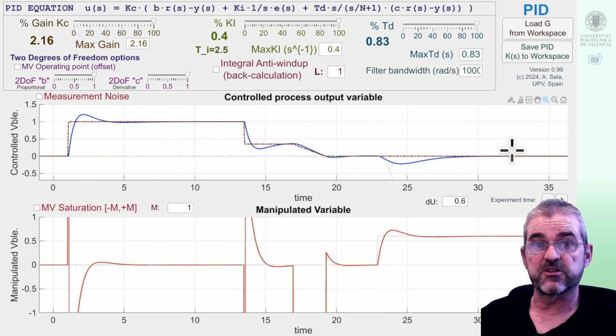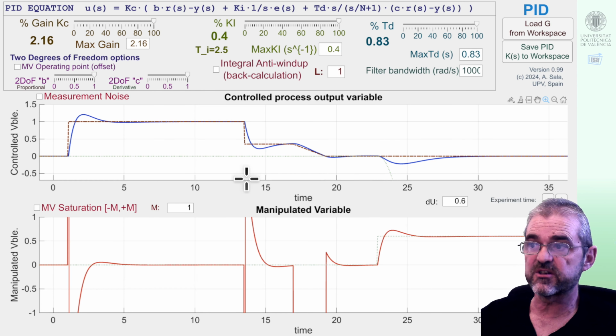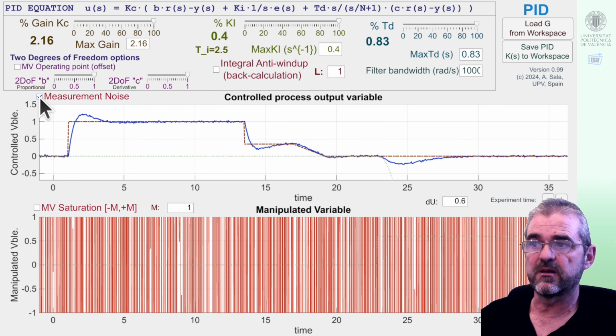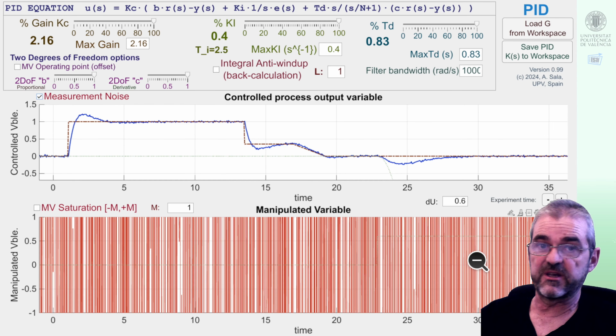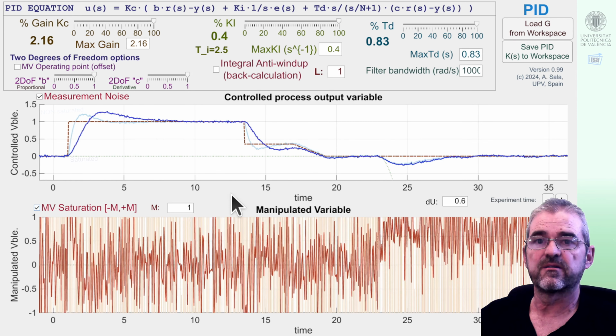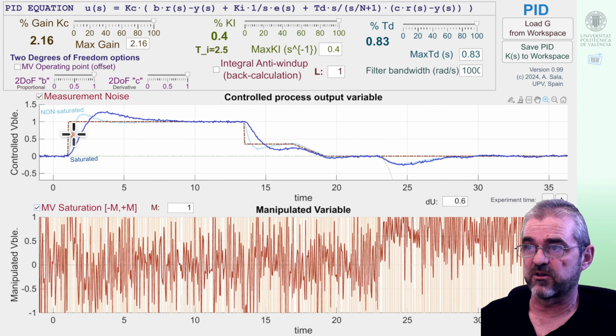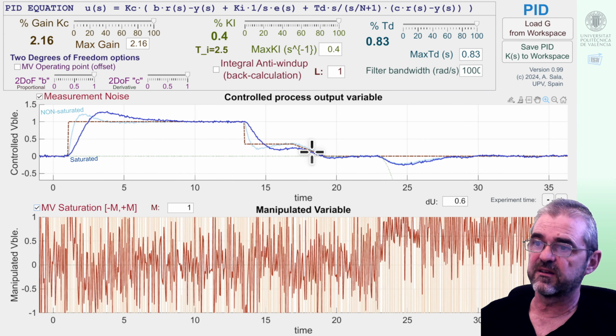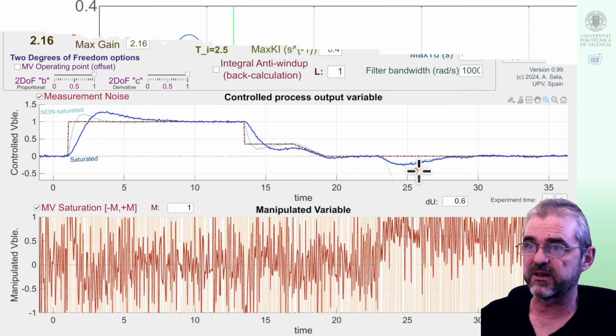But now let us turn it to a more realistic simulation by introducing measurement noise. In here, we need noise filtering for sure, otherwise my actuator will not be able to do this rubbish manipulated force. This is pure random. And if I turn on saturation, then things cannot go up so fast. And the theoretical response is very different from the practical one.